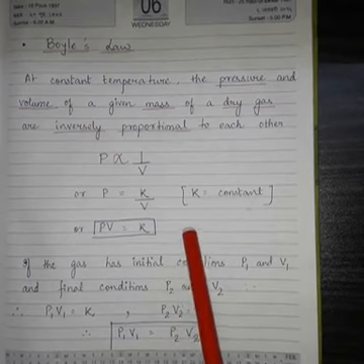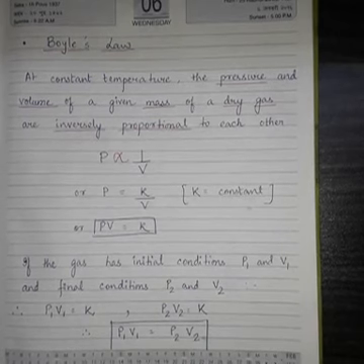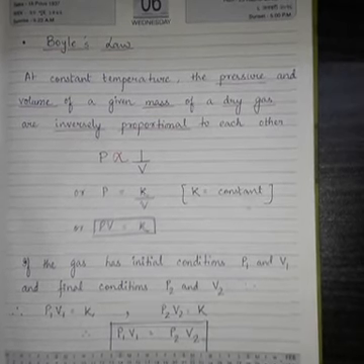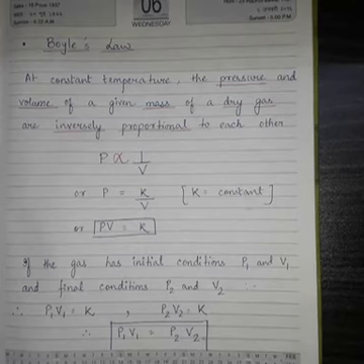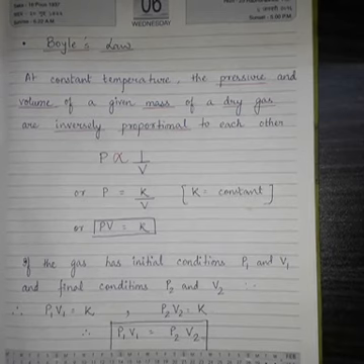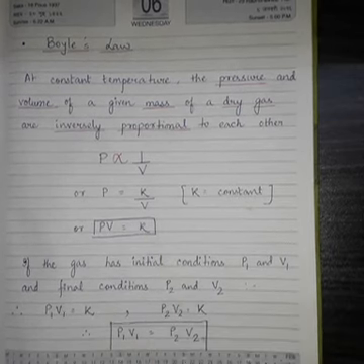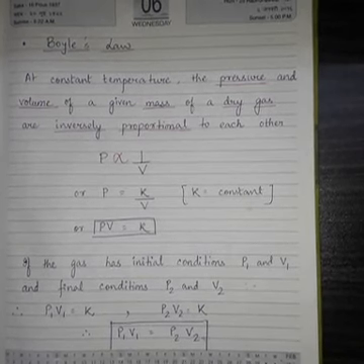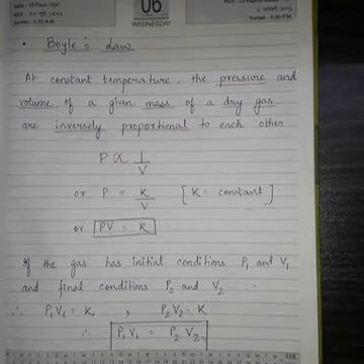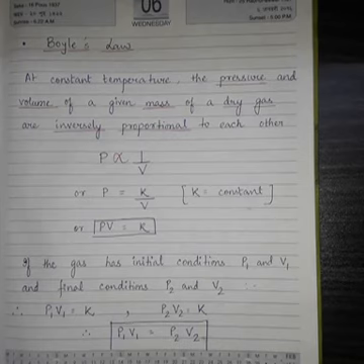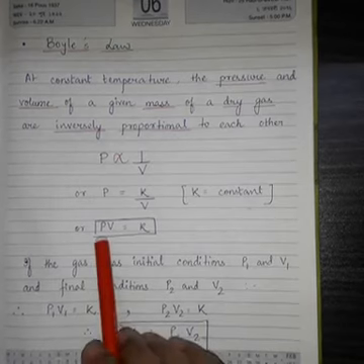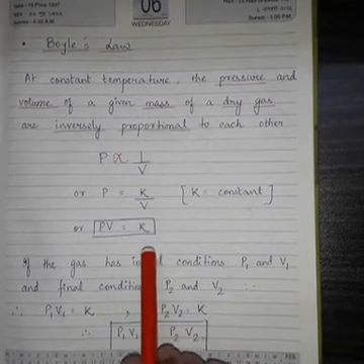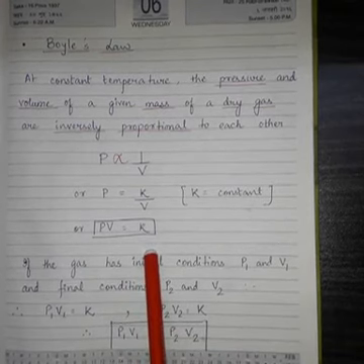If I am clear till here, students, please write down that Boyle's law can also be written as: at constant temperature, the product of pressure and volume of a gas is constant. I repeat, at constant temperature, the product of the pressure and volume of a gas is constant. That is, P into V is equal to K, where K is my required constant. Clear?